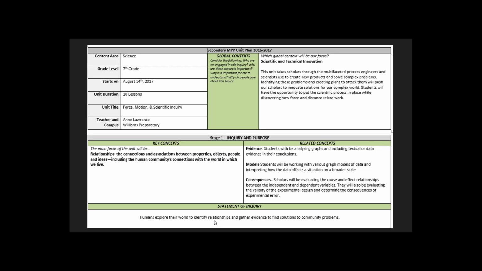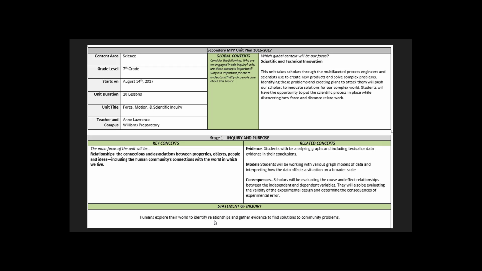Humans explore their world to identify relationships and gather evidence to find solutions to community problems. This statement of inquiry could really be for any subject. Exploring our world and determining relationships within our environment is something that we do in all aspects of life. That relation could be cause and effect for war in history, or it could be cause and effect for variables on a graph. In our context, the humans exploring the world to identify relationships is referring to the independent and dependent variables we find in various investigations.